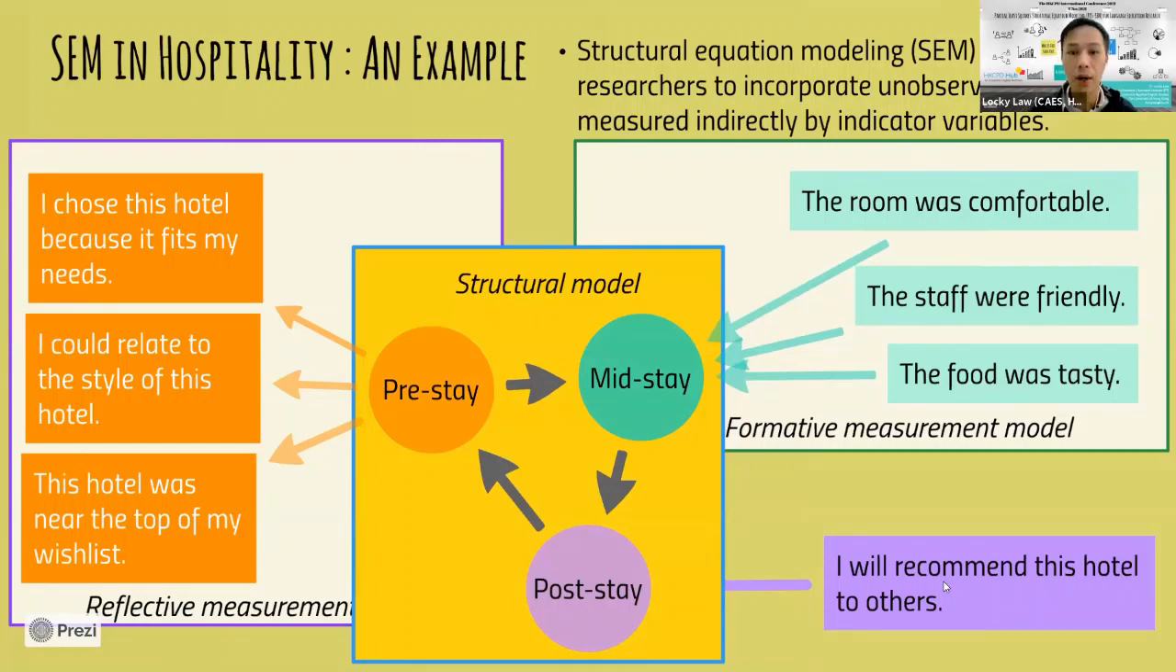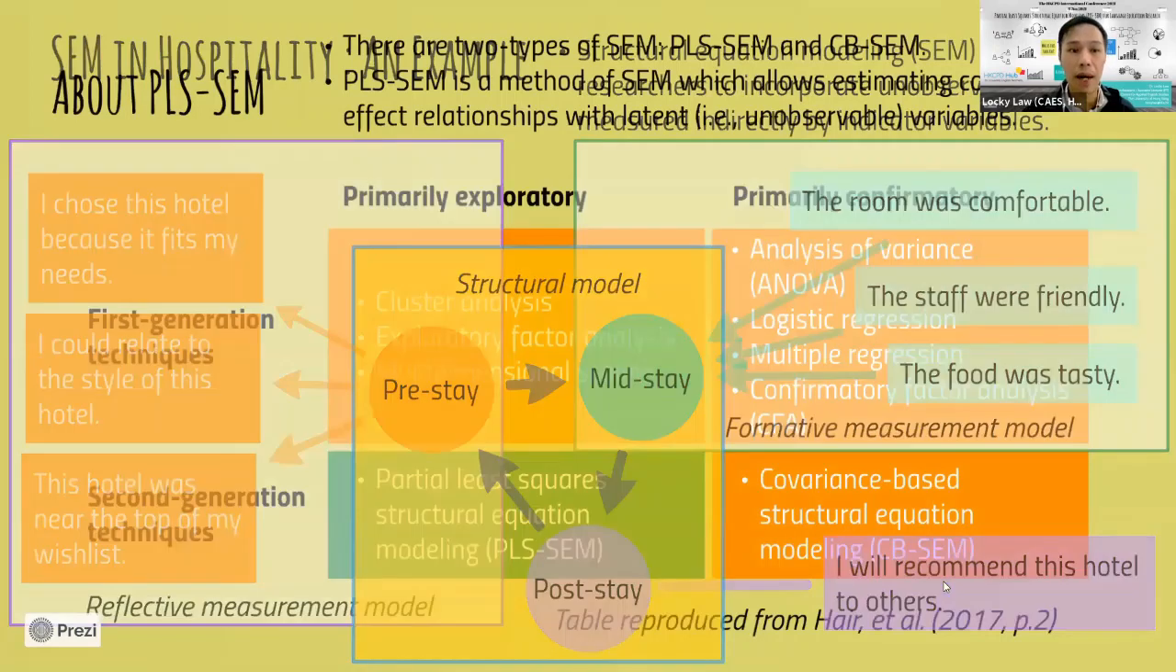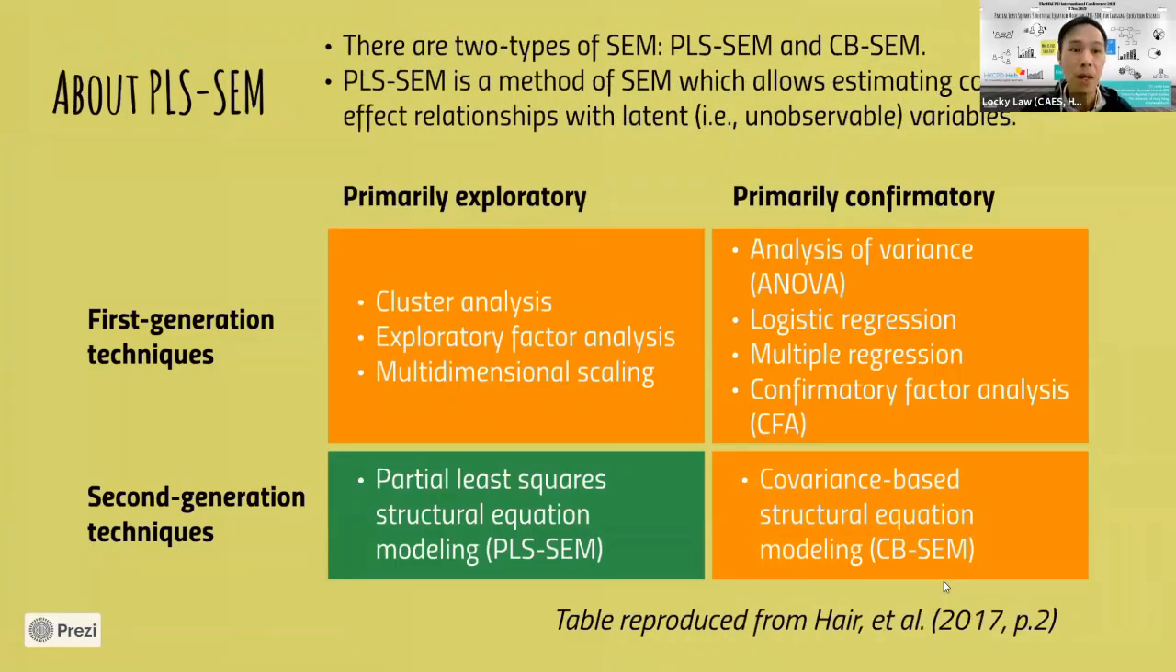So knowing all that, we can now talk about what PLS-SEM is. There are 2 types of structural equation modeling. PLS-SEM is one of them. The other one is CB-SEM. PLS-SEM is a method of structural equation modeling which allows estimating complex cause and effect relationships using latent variables, basically the ones in the circles you previously saw.